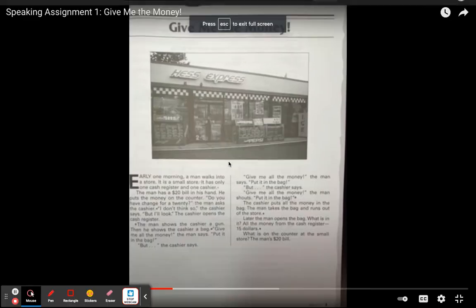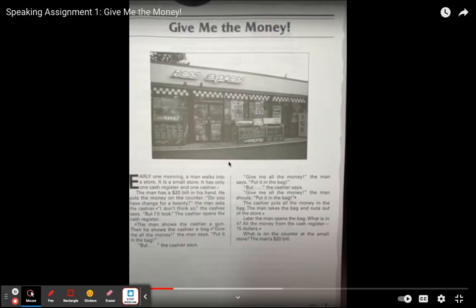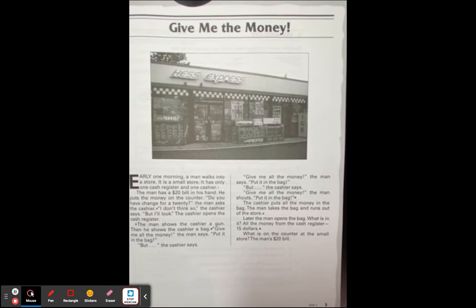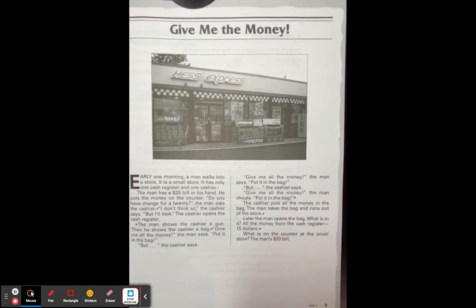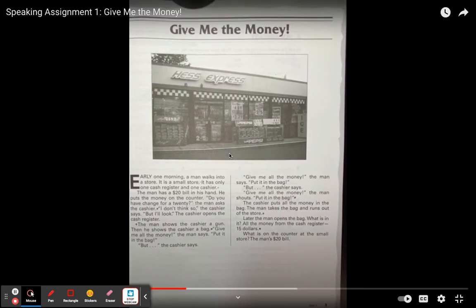Do you have change for a 20? The man asks the cashier. Cashier. I don't think so, the cashier says. I don't think so, the cashier says. But I'll look. But I'll look. The cashier opens the cash register. The cashier opens the cash register.